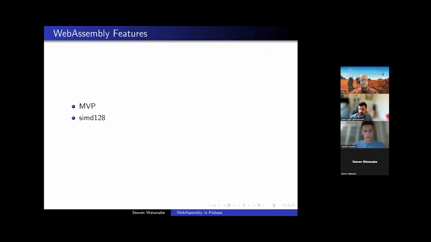Although we probably will want to be careful because anything that we implement, we're stuck with forever, so we have to be careful about not getting ahead. We're always going to be somewhat behind because of that.